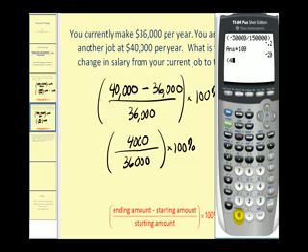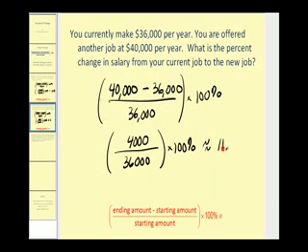So now we're going to have 4,000 divided by 36,000. This will give us a decimal. Then we multiply by 100 and then add a percent symbol. So times 100, it's going to be 11.1 repeating percent. Let's go and just call it roughly 11.1%. Because this is positive, that means the new salary would be approximately 11.1% higher than your current salary.